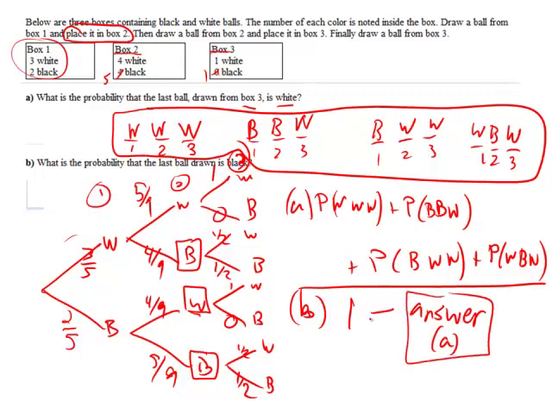It's either going to be white or black out of the third box, and part B says what's the chance that it's black out of the third box. Part A says what's the chance it's white out of the third box. So they'll add up to 100%, or the 2 fractions will add up to 1.